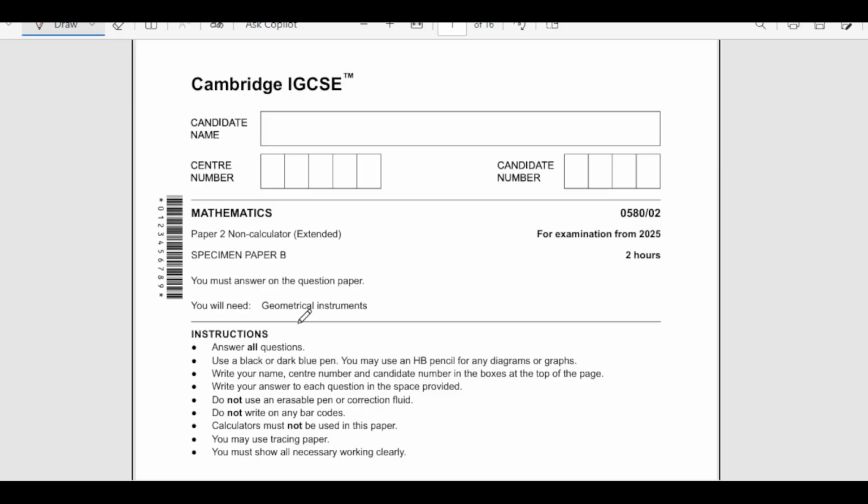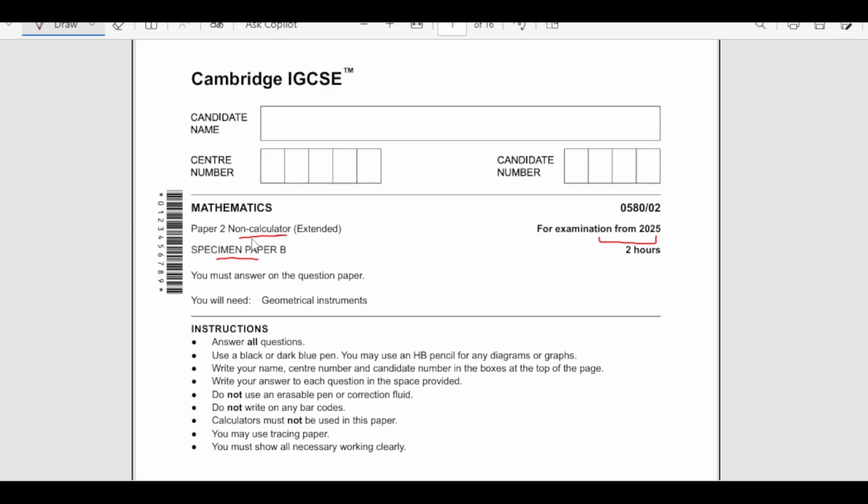This is Cambridge IGCSE paper 2 for examination from 2025. These are the specimen papers that will help you know what kind of papers you are going to get in 2025, right? The biggest change this year is that there will be one paper without calculator. So this is a non-calculator paper for extended students, right?